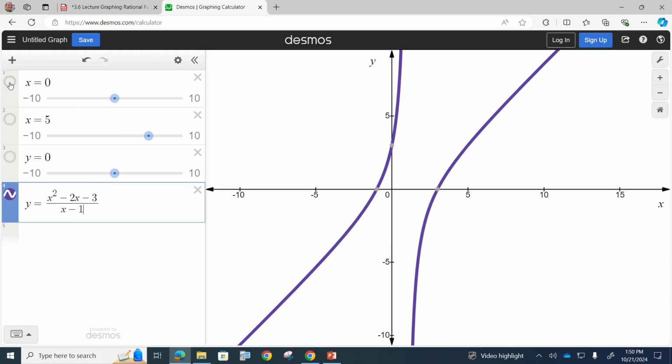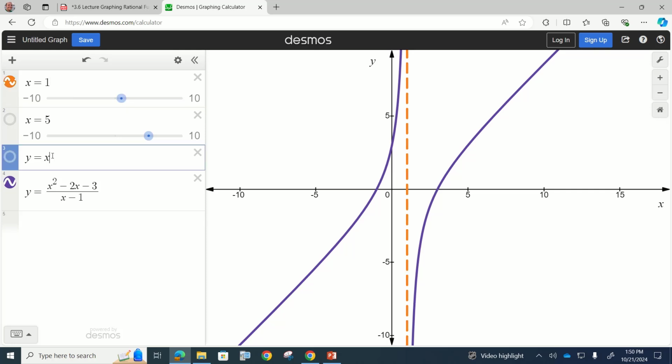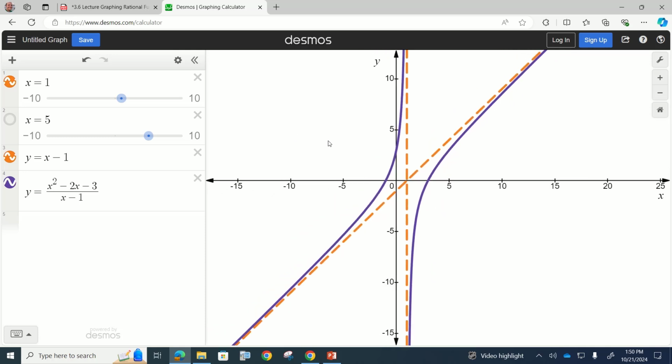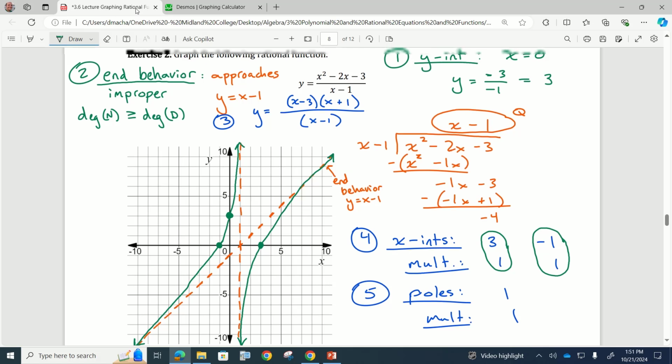Over x minus 1. And it has a pole at x equals 1. And I said my end behavior was y equals x minus 1. And that's how you check your answer on Desmos. Everything looks like it checks out pretty well. Any questions about this one?